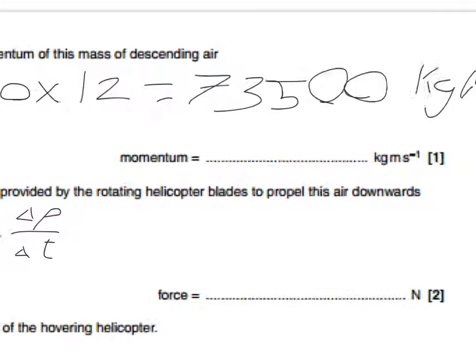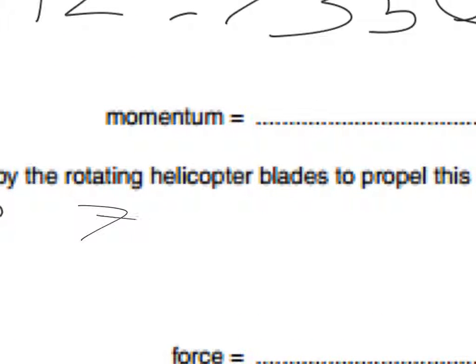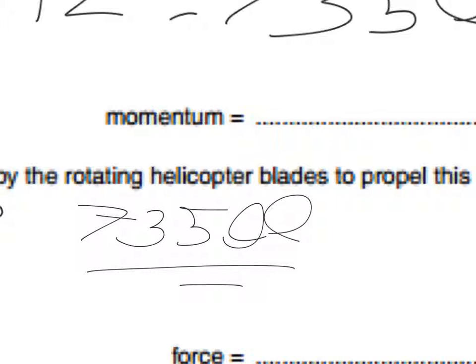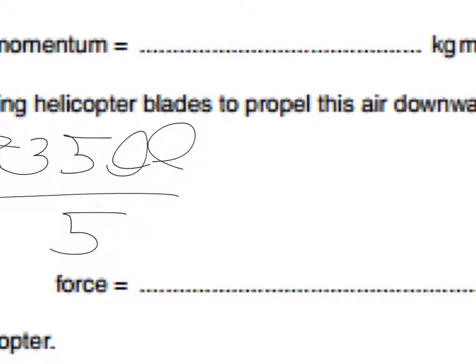Let's zoom in first, so it makes sense. 73,500 divided by 5 comes out as 14,700 newtons. 14,700, not 700. Equals 14,700 newtons. There we go.